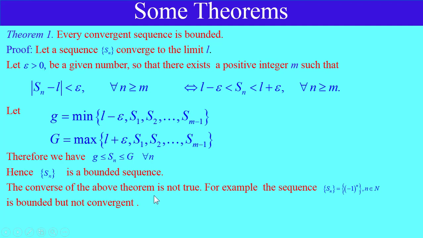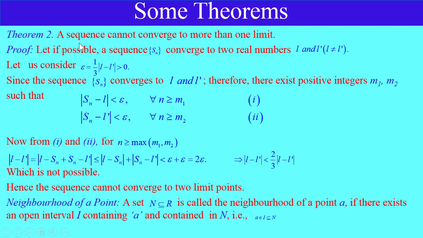The converse of the above theorem is not true. That is, every bounded sequence need not converge. For example, the sequence Sn is equal to minus 1 to the power n, n belongs to N. Its range set is {1, minus 1}, which is bounded, but it is not convergent.